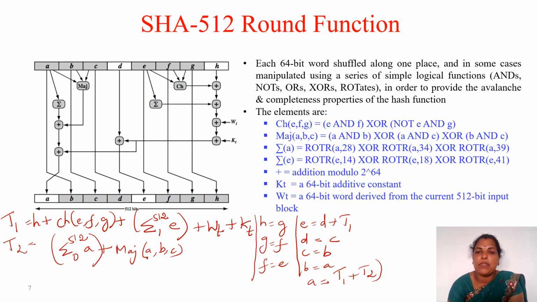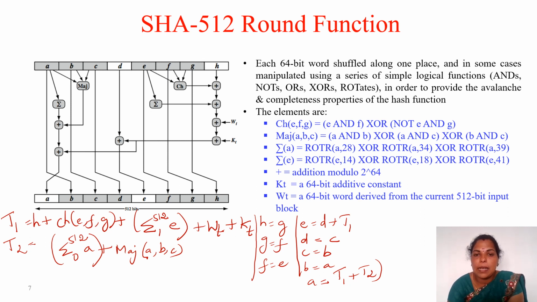It is used to perform E and F XOR not E and G. And Maj is a function where we are finding the majority value: Maj(A, B, C) equals A and B XOR A and C XOR B and C. Then we have summation A, so rotation of A by 28 XOR rotation of A by 34 XOR rotation of A by 39.